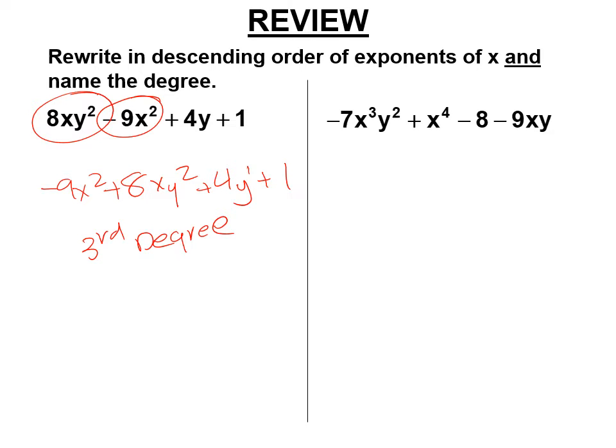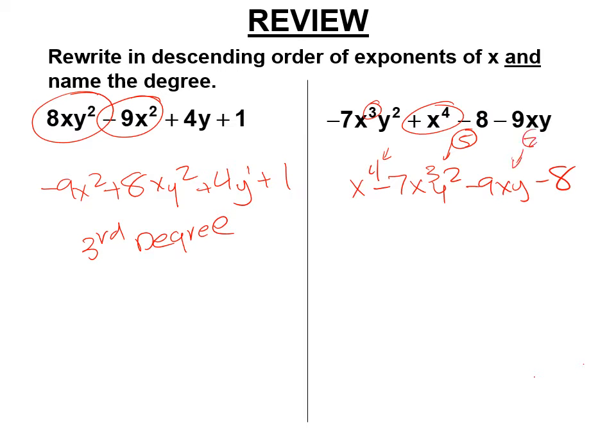Next. All right, so that's not in the right order, right? X to the fourth has to go first. X cubed goes second. Negative 7x cubed y squared minus 9xy, then minus 8. That's the correct order. There's a 4 here and a 3 plus 2, which makes 5 there. A 1 plus 1 there makes 2, and then there's a 0.